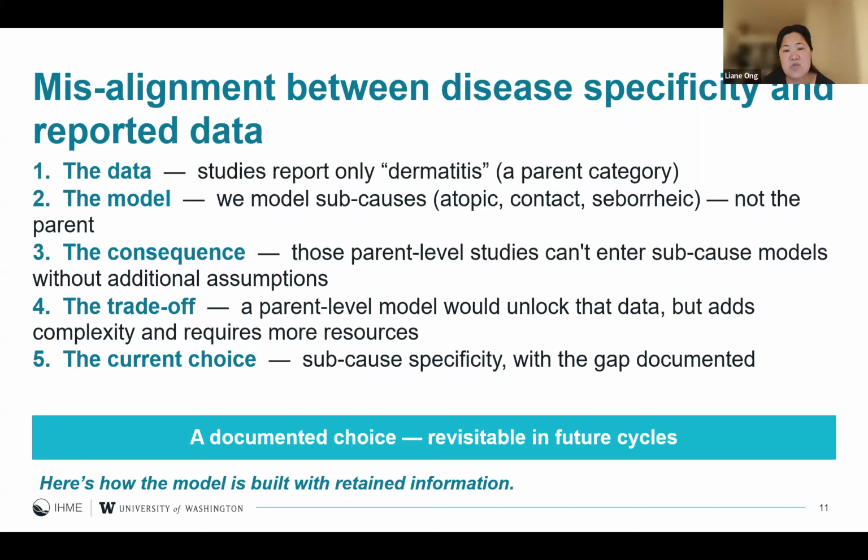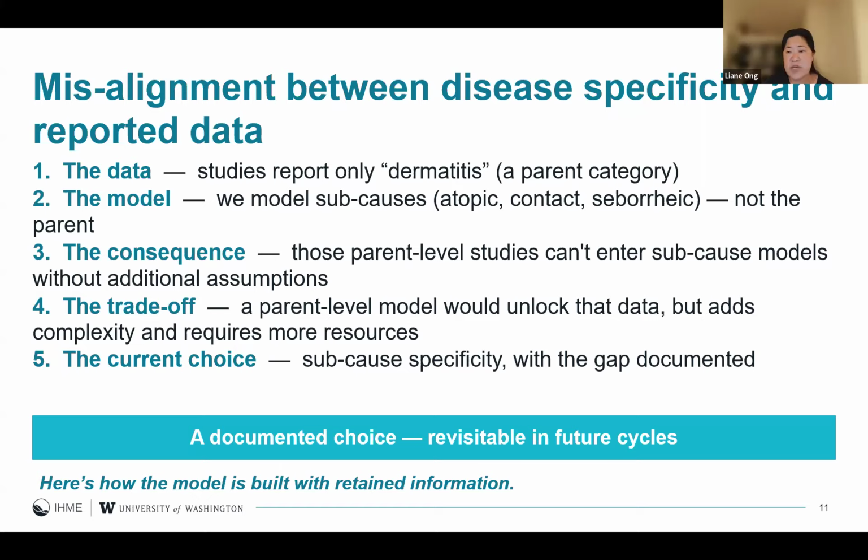What happens then is that those studies that just talk about dermatitis cannot be used in the subcause models without additional assumptions. While we could make an estimate for dermatitis and model that as a specifically separate model, this adds complexity to the modeling strategy for this grouping and requires more resources. So what we've done is we made the choice to model the subcause specificity, and then we document this gap.